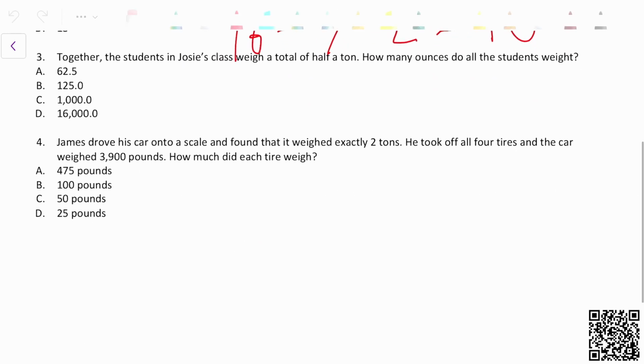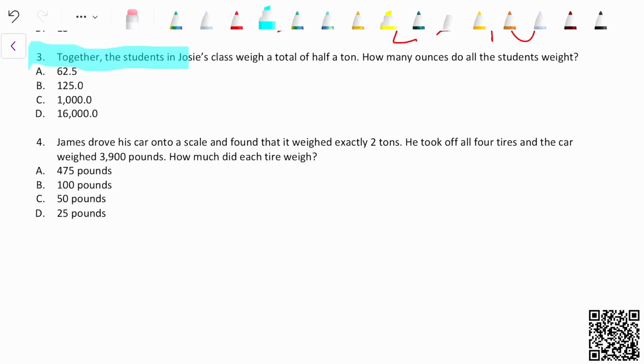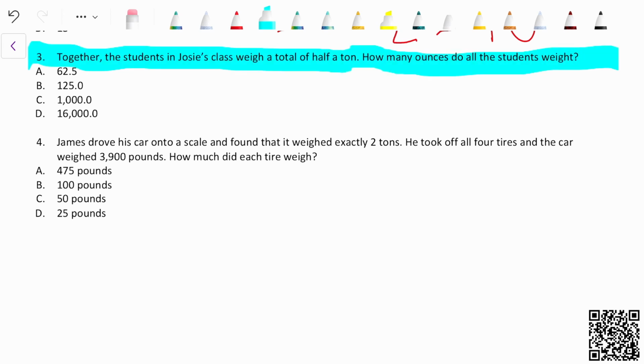Okay. Anyway. All right, our next question here is, together the students in Jose's class weighed a total of half a ton. How many ounces do all of the students weigh?